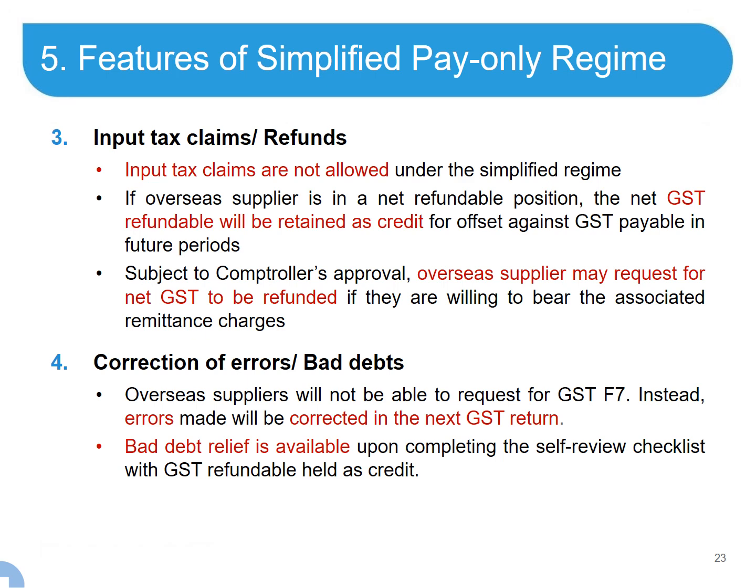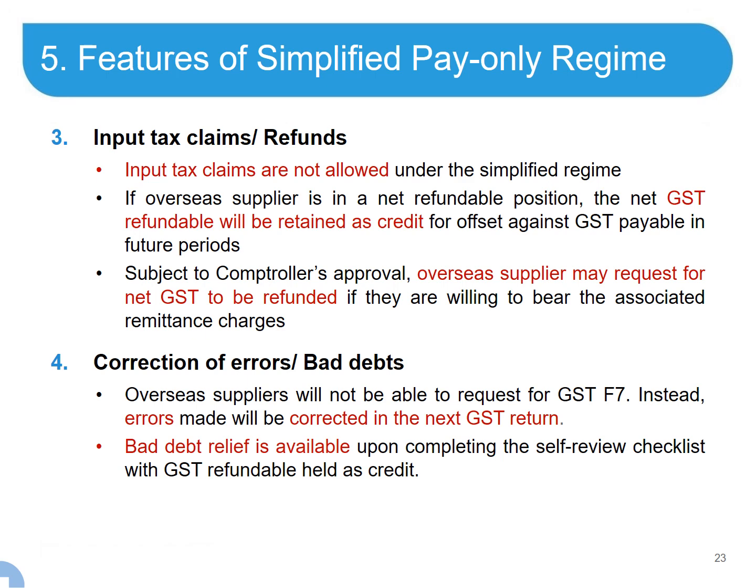Bad debt relief is available upon completing the self-review checklist with GST refundable held as credit. Overseas suppliers will make the claim in Box 11 of their GST returns, and Box 7 will be automatically populated with the claimed amount. Box 11 is the box to claim bad debt relief, and Box 7 is the box to claim input tax.